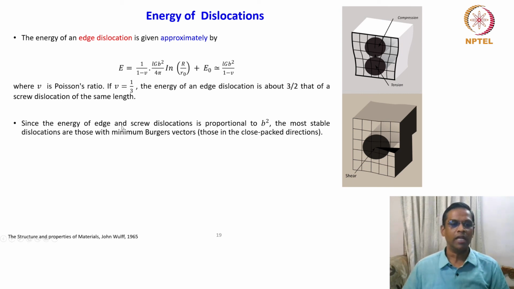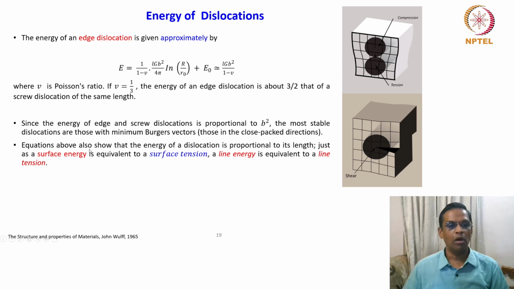Since the energy of the edge and screw dislocation is proportional to B square, the most stable dislocations are those with the minimum Burgers vector, which are those in the close-packed direction. So this is very important information again. It is talking about stability. The most stable dislocations are those with a minimum Burgers vector. The equations above also show that the energy of a dislocation is proportional to its length. Yes, E is equal to L times G B square. That's what we have seen, right?